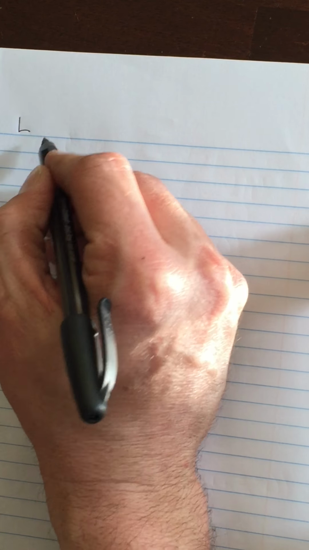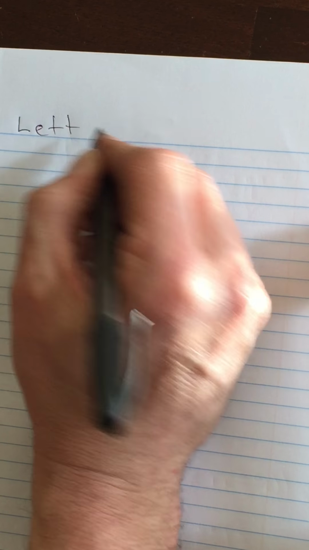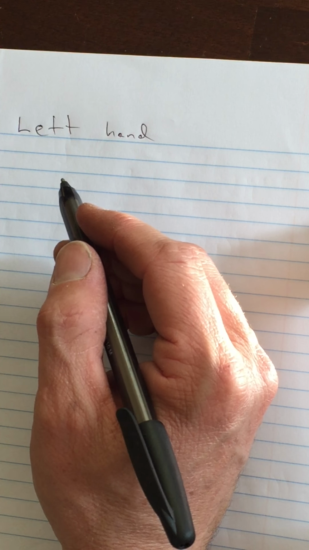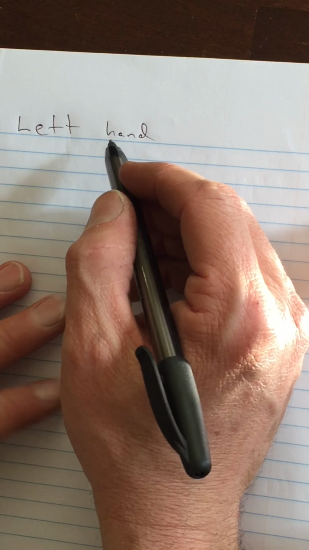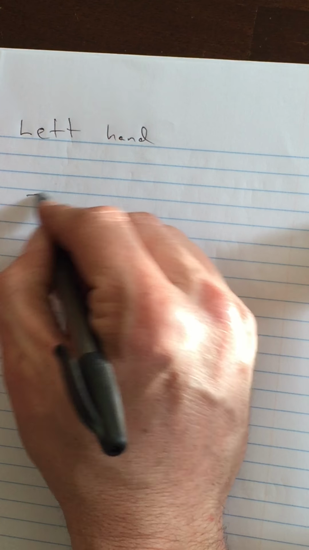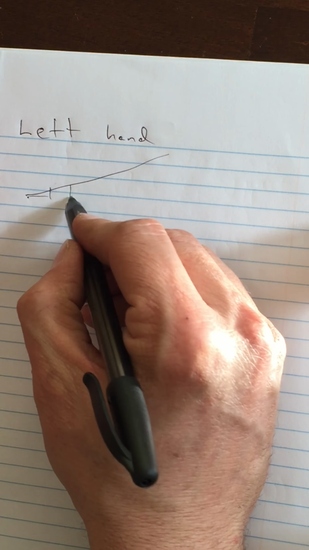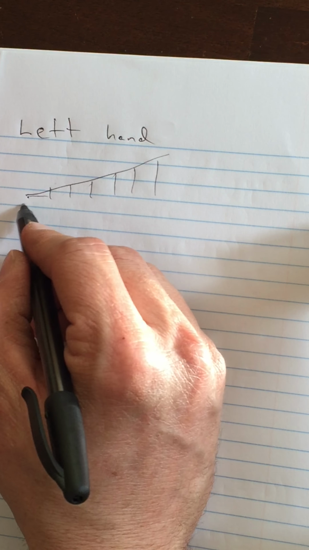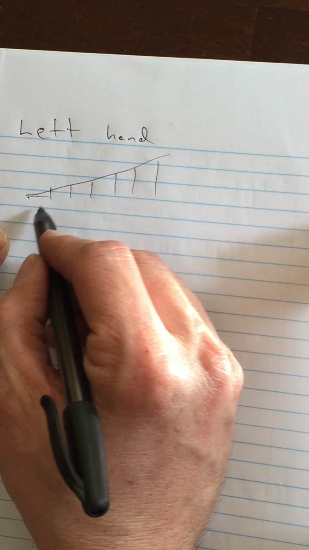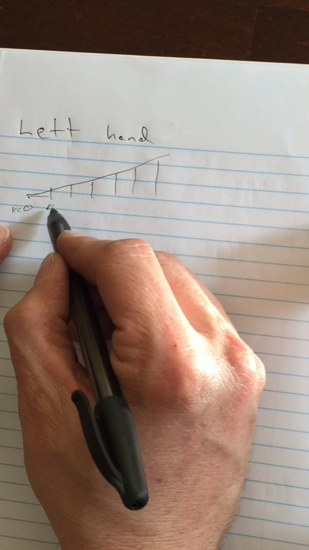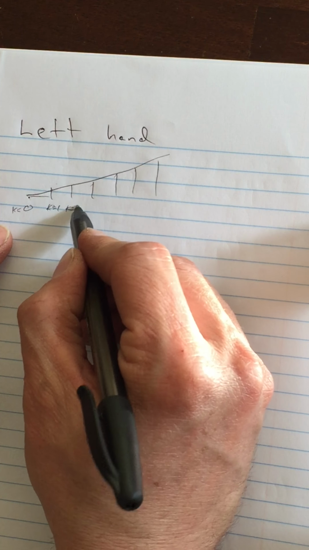So left, left-hand. Remember, these are all a bunch of rectangles. We've got a bunch of rectangles going on here. The idea is that this would be k equals 0, k equals 1, k equals 2, and so on.